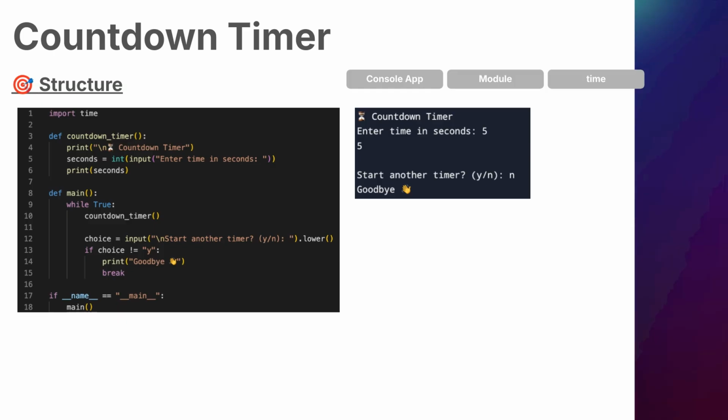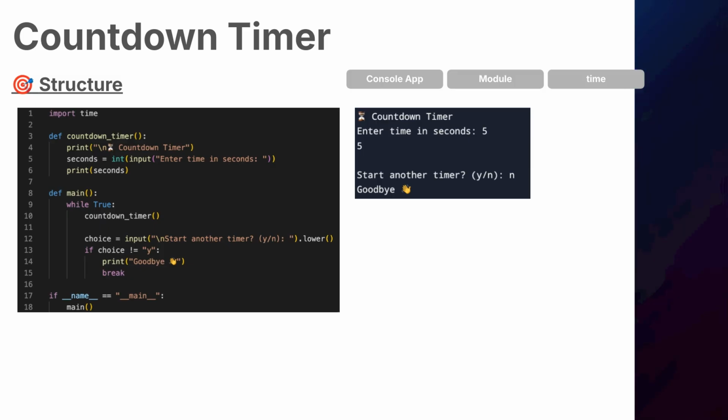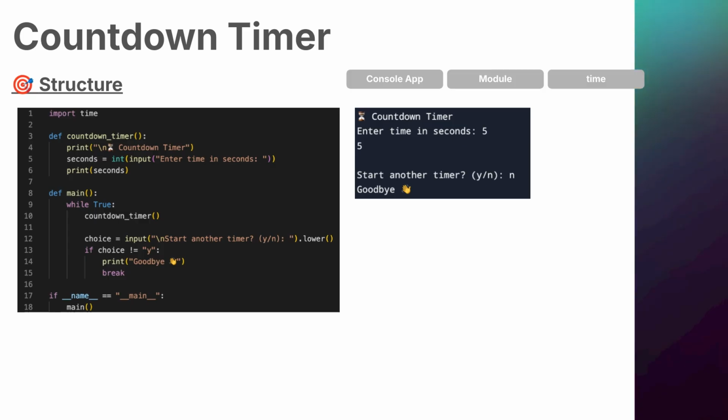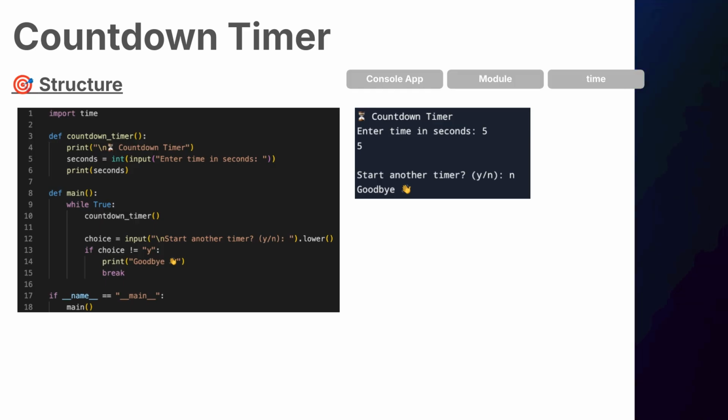This structure is important because it separates responsibilities. The timer logic stays inside one function, while the overall program flow is handled elsewhere. That makes the program easier to understand, especially as it grows. In the next step, we'll build on this foundation and start adding the actual countdown behavior so the timer can tick down 1 second at a time.